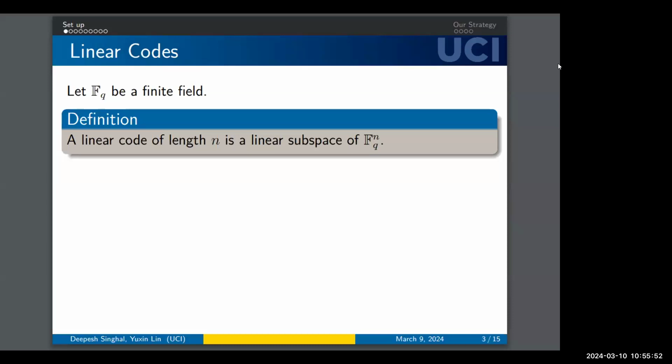So I'd like to set up this problem that gives some motivation in terms of coding here. Firstly, we start with a finite field F_q, and a code of length n is simply any linear vector subspace of F_q^n. So we have a distinguished basis in F_q^n.